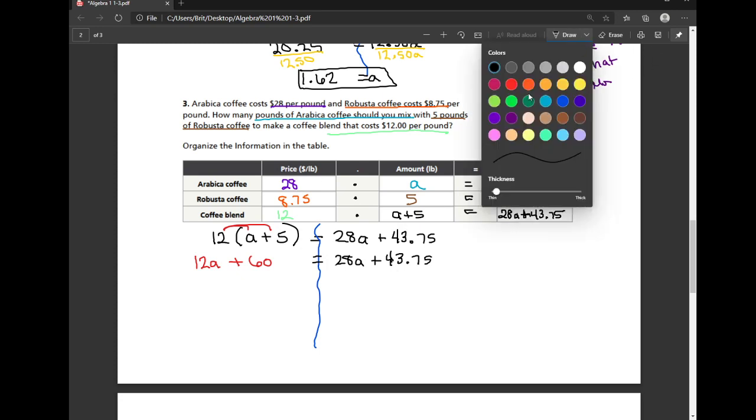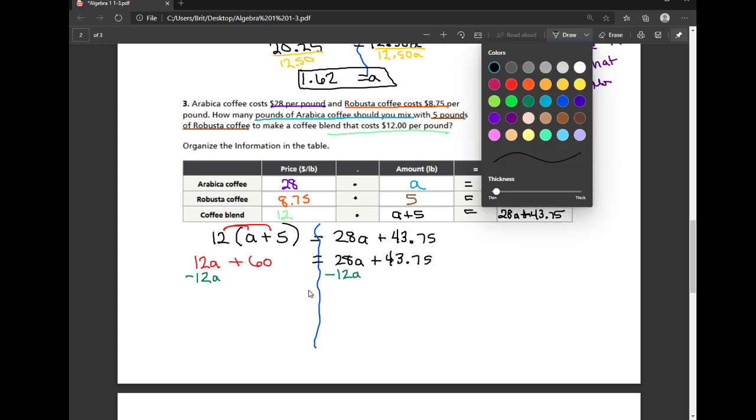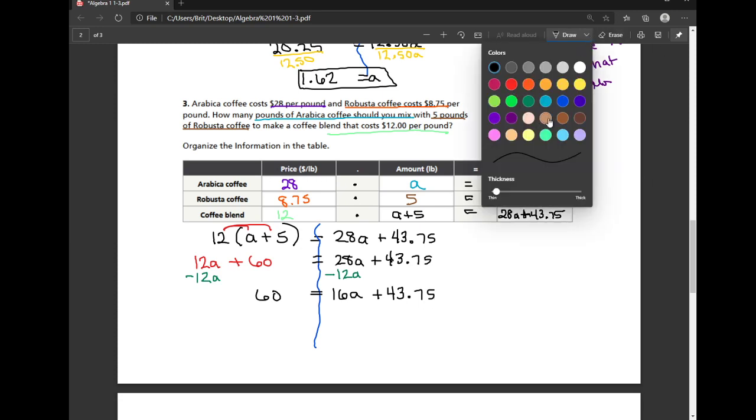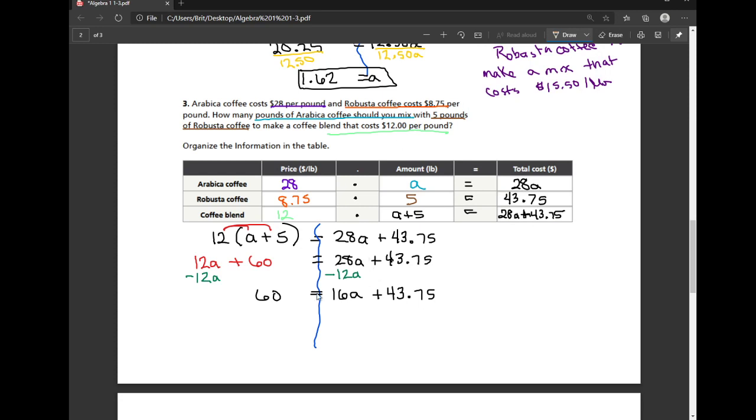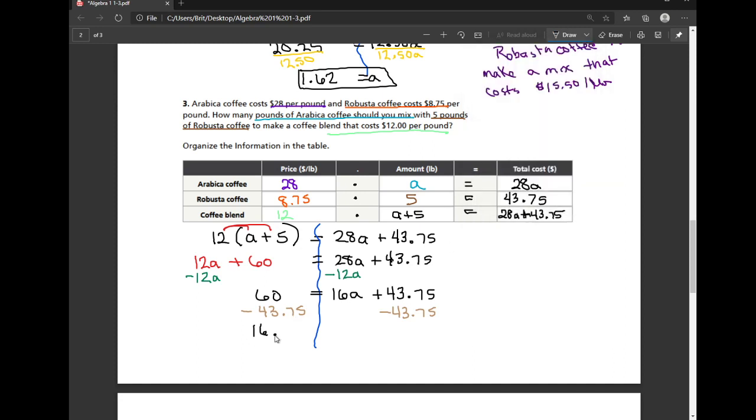Alright, now I want a positive A value, right? So instead of subtracting 28, I'm going to subtract 12. So I get 60 equals 28 minus 12, that's 16, and then there's an A plus 43.75. Next up, we're trying to get the A alone, right? So I'm going to subtract 43.75 from each side of the equal sign. Using my calculator here, 60 minus 43.75, I get 16.25 is equal to 16A.